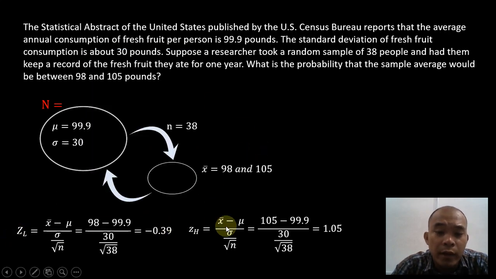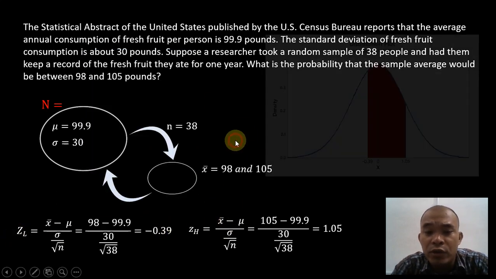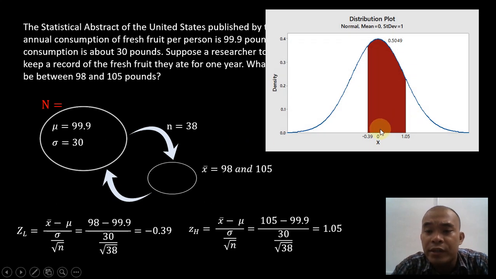So we have two z's here. We have the z low, and then we have the z high. If we use the software to plot this in the distribution plot, the negative is located here, and then the positive here. This is the 0 portion here, the center, and the negative and then the positive. So we're going to get the probability inside this area here. How are we going to do this? Normally we would use the z table.